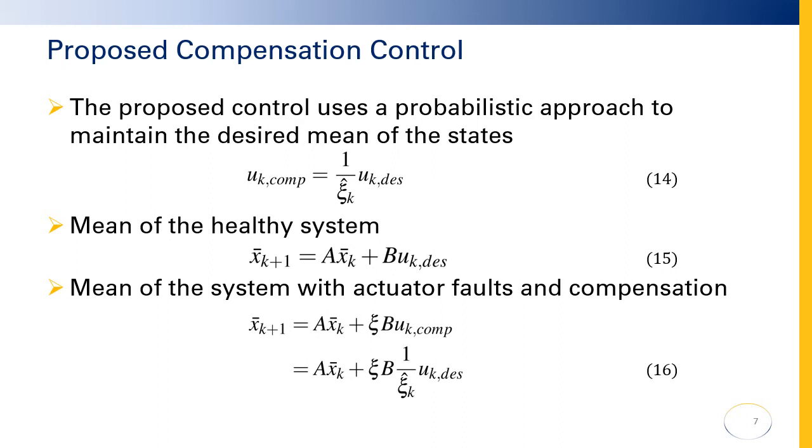Since we are taking a probabilistic approach towards the control, we consider the progression of the mean and the covariance of the system states, both in the case of a system with a healthy actuator and in the case of a system with actuator faults using the compensation control. Here we see that the mean of the healthy system is given by 15, and the mean of the system with actuator faults and fault compensation is given by 16. Note that as xi hat approaches xi, the mean of the compensated system approaches that of the healthy system. This can be achieved using the MKF with MME through proper selection and refinement of the hypothesis set during operation.